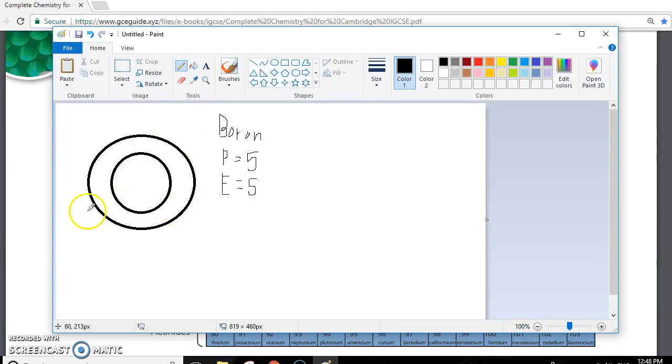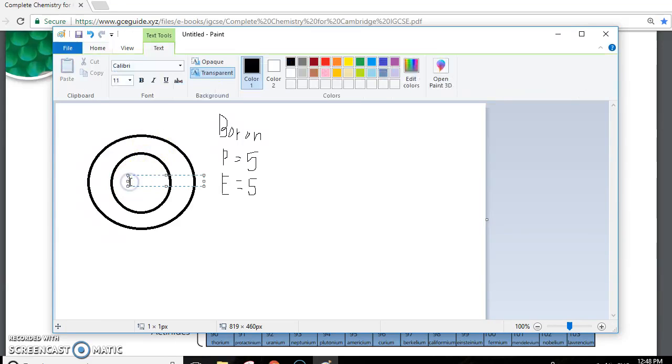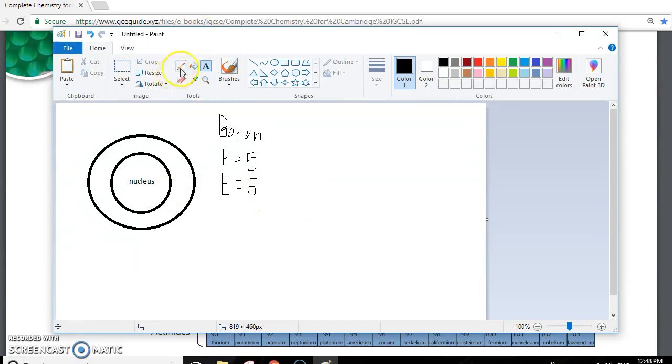We always draw these rings, and these rings have a rule to them. The first ring would be closest to the nucleus in here. This would be the nucleus of the atom, and the nucleus is where your protons and your neutrons are. I don't know how much you guys have talked about neutrons. Your electrons have to go somewhere, and so your electrons go on these rings.